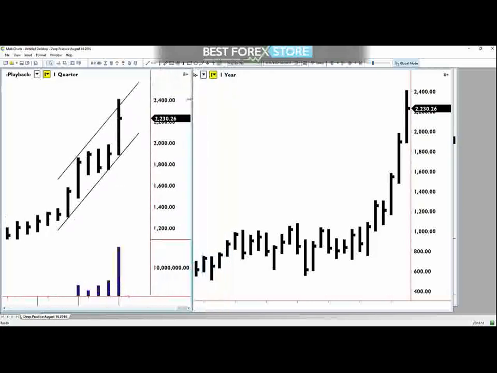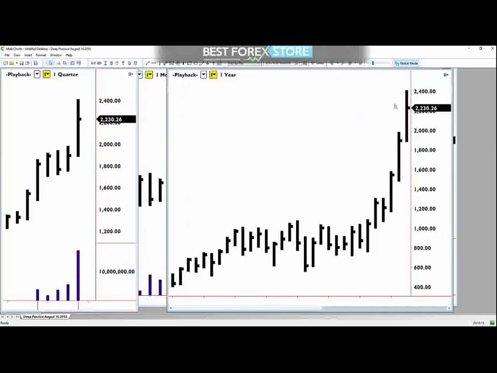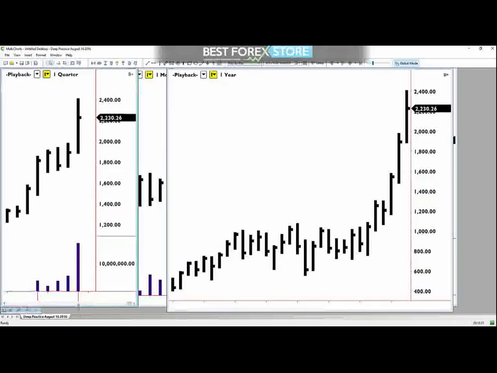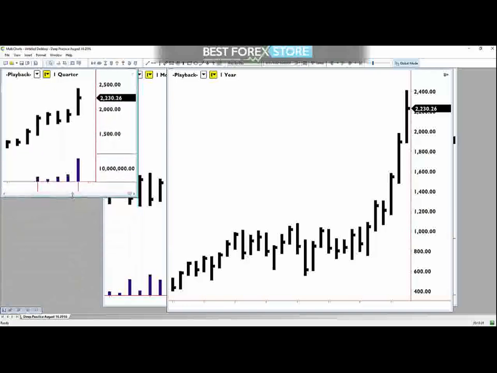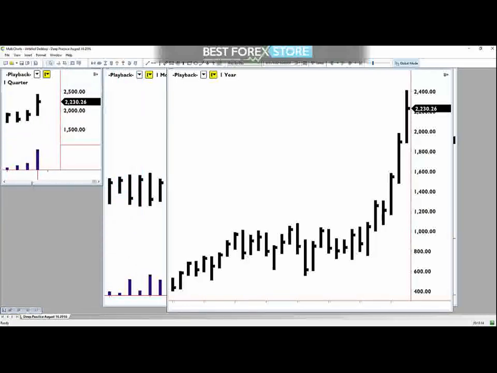So, looking at this, we're getting close to maybe some larger pullback because of the yearly chart, but the quarterly is suggesting to us that we are maybe not quite done with the upside momentum here, okay?